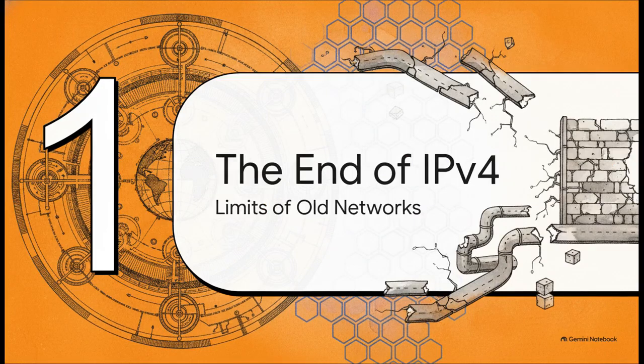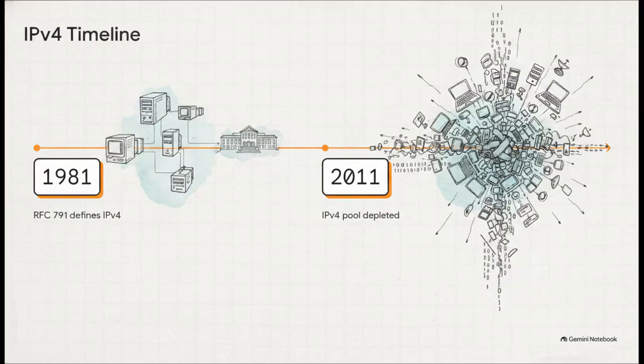Section 1. The end of IPv4 and the hard limits of old networks. It's actually kind of incredible when you think about the journey of this protocol. RFC 791 defined IPv4 all the way back in 1981, and its design, honestly, brilliant in its simplicity. Packet-switched, connectionless, best effort delivery. But we have to remember it was designed for a really small academic research network, definitely not a commercial, planet-scale internet. By 2011, just 3 decades later, that modest research protocol had exploded into a network of billions of devices, and the global IPv4 address pool was completely mathematically depleted.